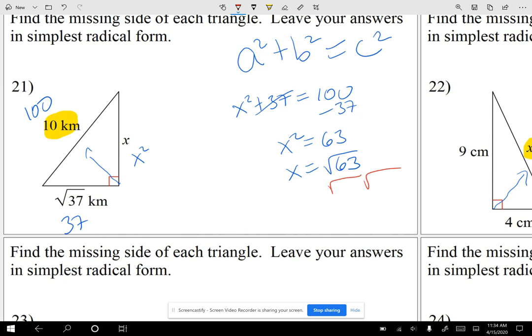2 numbers that multiplied equals 63. One of them must be a perfect square. I'm going to think of 9 times 7 because the square root of 9 is 3. So we have that x equals 3 radical 7. Now, when you type this, do not type in x equals, just type in 3 radical 7. Remember yesterday we learned how to type radicals. You're going to type in 3 radical 7.